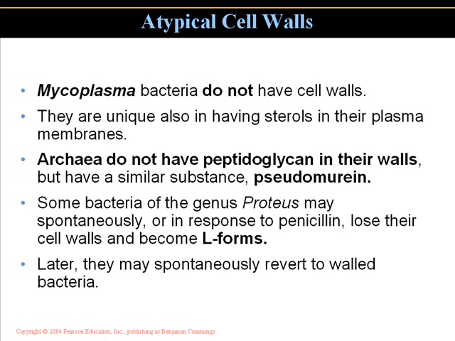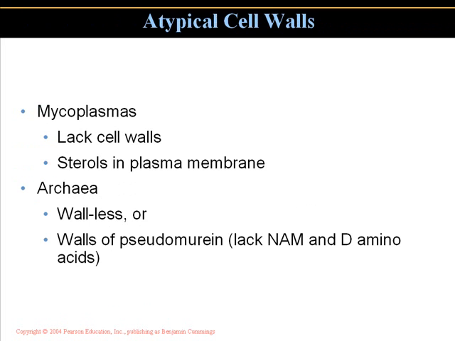Mycoplasma bacteria do not have cell walls. They are unique because they have sterols in the plasma membrane. Archaea do not have peptidoglycan in their cell wall. They have similar substances, pseudomurein. Some bacteria of the genus Proteus may, spontaneously or in response to penicillin, lose their cell walls and become L-forms. Later, they spontaneously revert to cell-wall bacteria. Atypical cell walls: mycoplasma lack cell walls. Sterols in plasma membranes. Archaea are wall-less. Walls of pseudomurein lack the diamino acids.